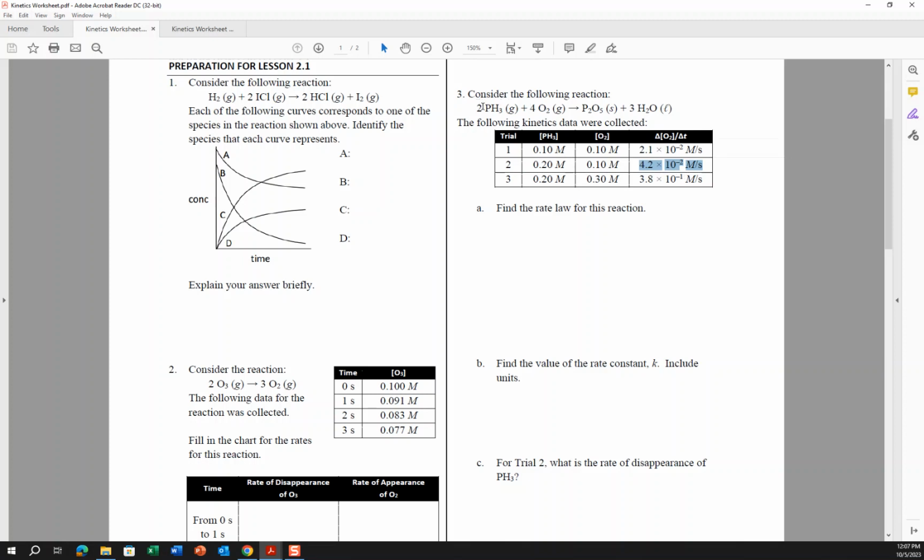So remember, if you have a rate for one of the things, and it doesn't matter if it's rate of disappearance or rate of appearance for a product.